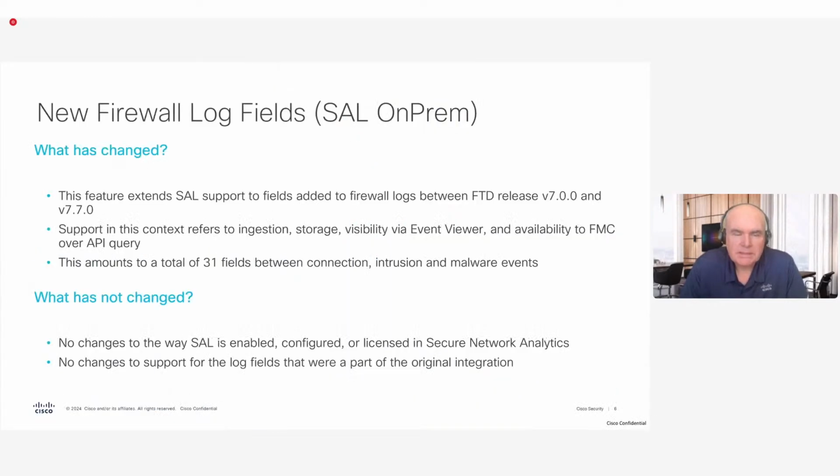So let's have a look a bit more at these new firewall fields I'm talking about. What has changed in this version? Well, in the SAL, we're basically supporting FTD releases from version 7.0 up to 7.7. On the SNA side of the house, we had to catch up because there's been a lot of updates from the firewall team since the initial version that we supported, which was 7.0. So we caught up with those additional fields, and now we're up to date, like I said, up to 7.7.